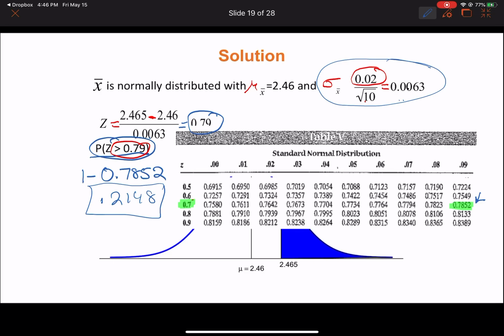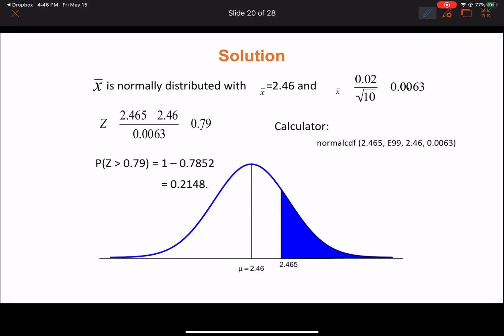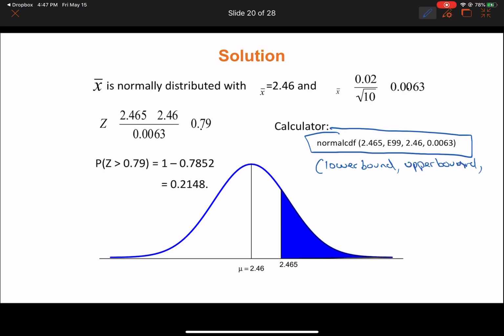to these z-tables. So let's take a look at that. If I put it in my calculator, I can do normal CDF. So remember, we do lower bound, upper bound, comma, mean, mu sub x bar, comma, sigma sub x bar. This is what we're looking for: the lower bound, comma, upper bound, mu sub x bar, sigma sub x bar. Put that into your calculator and you should get the same thing.